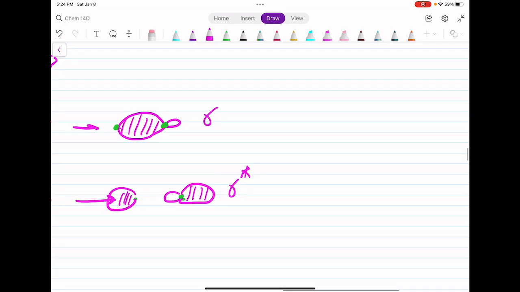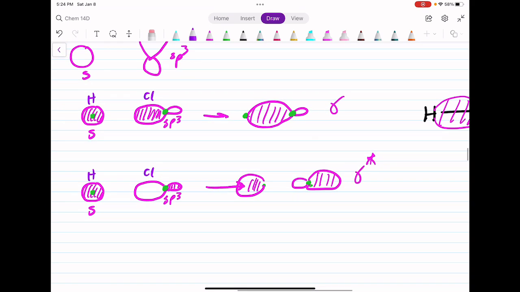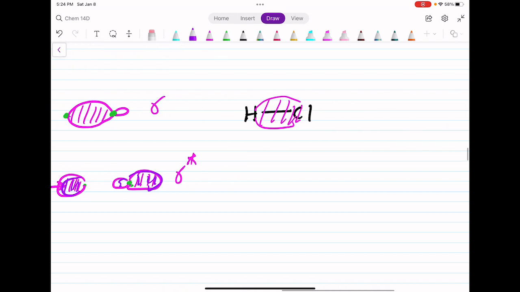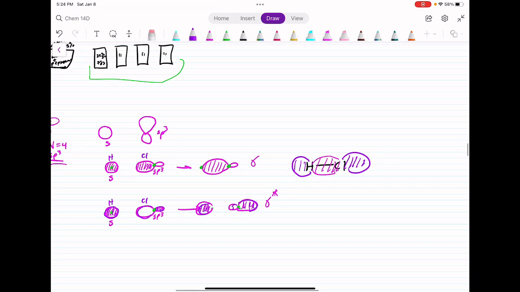So if I draw out HCl and actually superimpose this kind of drawing so we can see it, I would have my sigma bonding orbital right here. And then I guess I should have done this in a different color. So let me change this to purple, and then change this to purple. Now I'm going to superimpose my anti-bonding orbital, which looks basically like this. And that's sort of how they would all fit in.